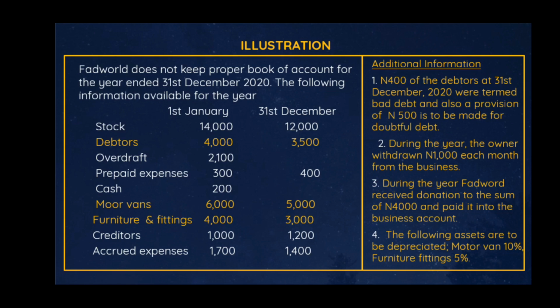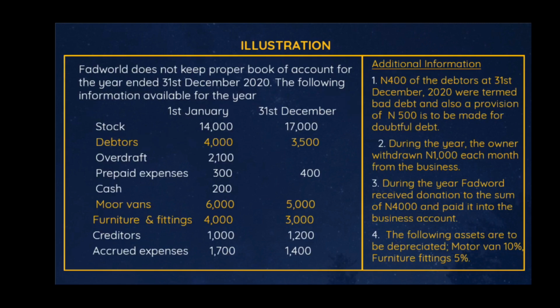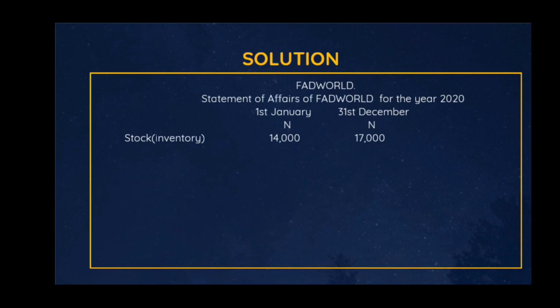The first entry we have is stock. As at 1st January, 14,000 naira, and as at 31st December, 12,000 naira. So there is no adjustment. Stock also means inventory. In case the question says inventory, you should know that we are still talking about the same thing. So stock as at 1st of January, 14,000 naira. Stock as at 31st of December, as you have it there, 17,000 naira. Then you input 17,000 naira. So we are done with the stock.